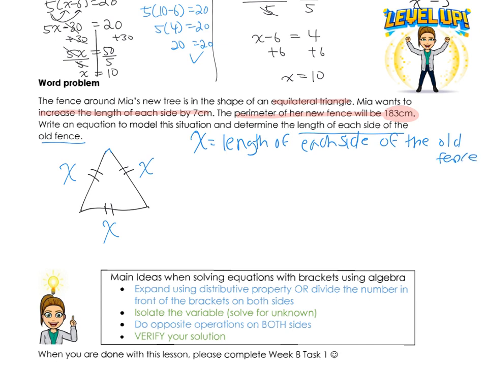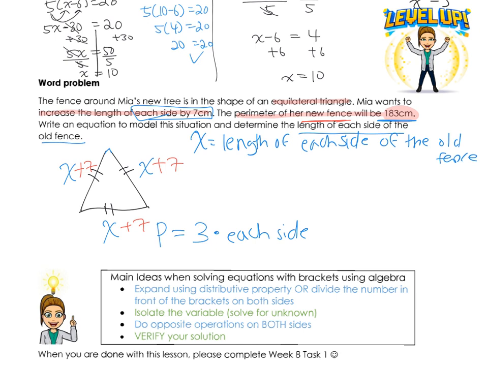Okay. Right, what else do we know? She wants to increase each side by 7 centimeters, and when she does that, the perimeter becomes 183. The perimeter of an equilateral triangle becomes 3 times each side, because we have 3 of the same things, right? But the each side for her new perimeter isn't just x. She wants to add 7 to each side, so we're going to add 7, add 7, add 7. So on her new fence, each side is equivalent to x + 7.